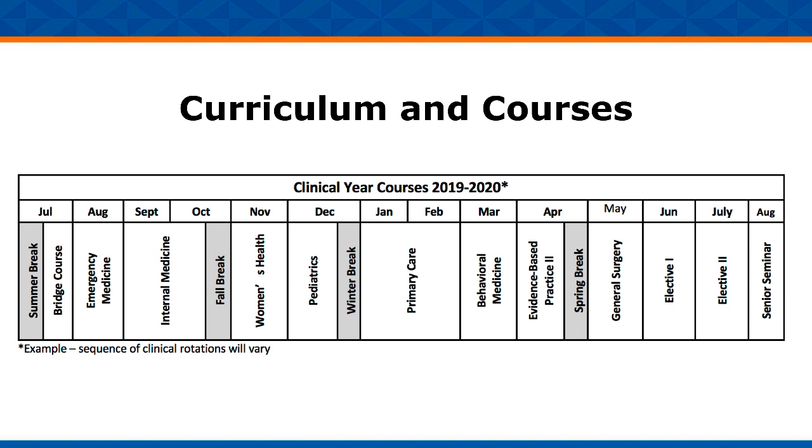For those of you who are visual learners, this is an opportunity to see a snapshot of the entire clinical year pictorially. You'll note that unlike the preclinical year, where the sequence of courses is consistent for all students, in the clinical year students have courses in a variety of different orders. This is just one example of what a student schedule may look like, but it will vary for all students depending on their individualized course schedule.